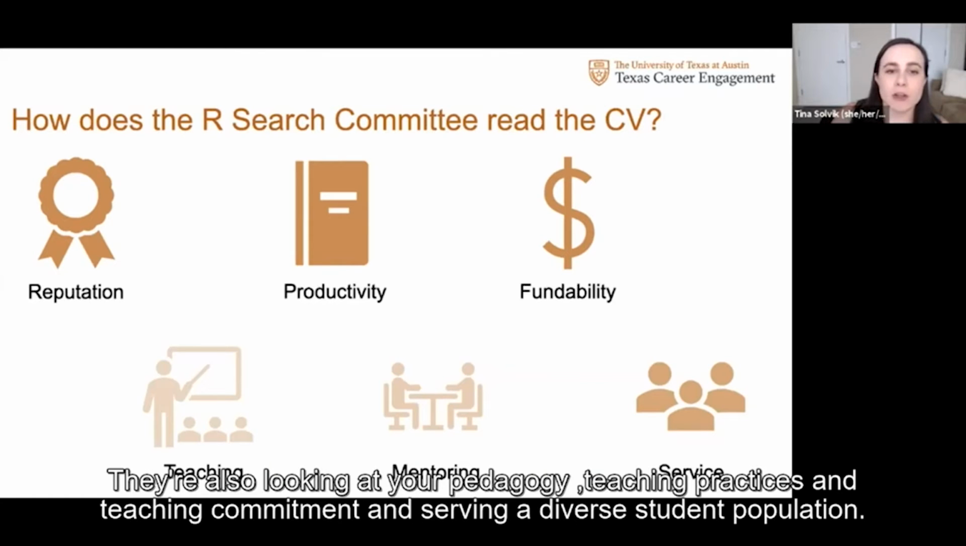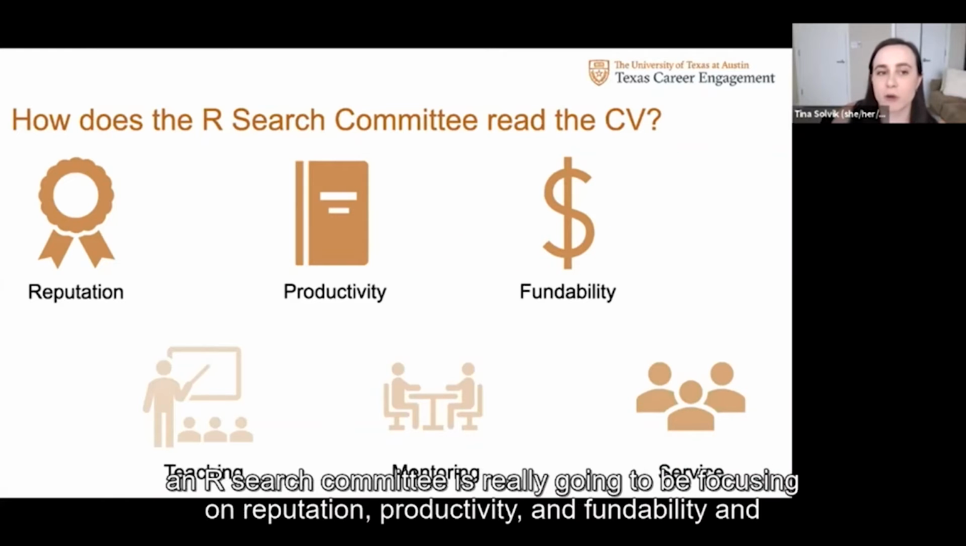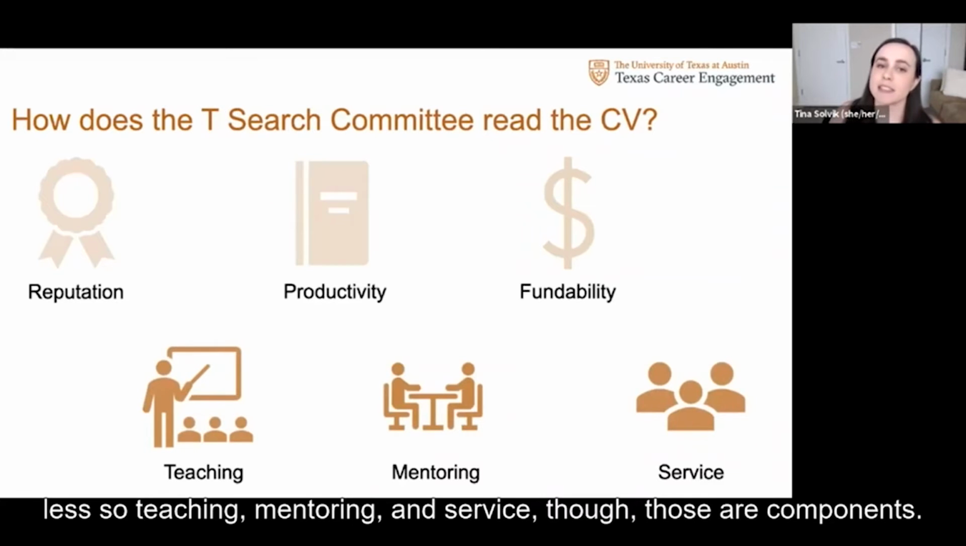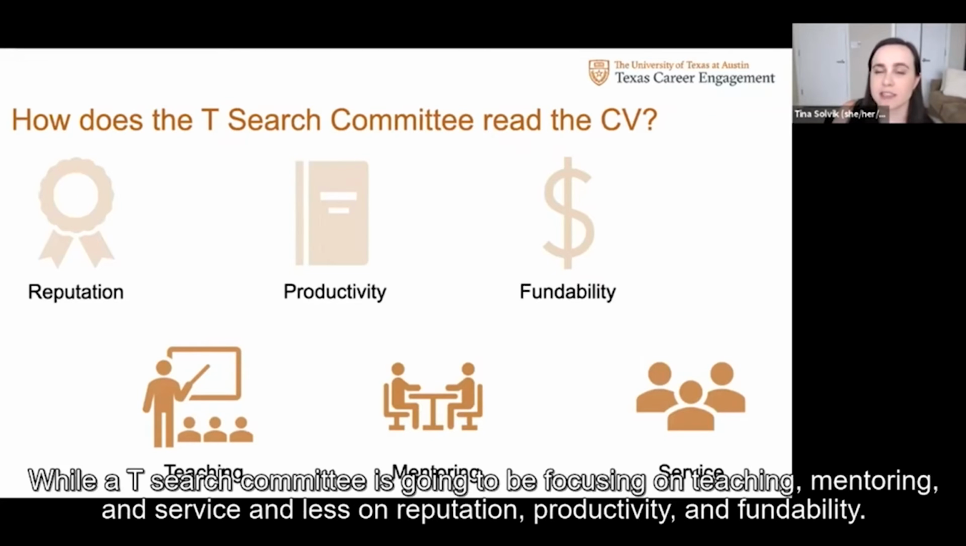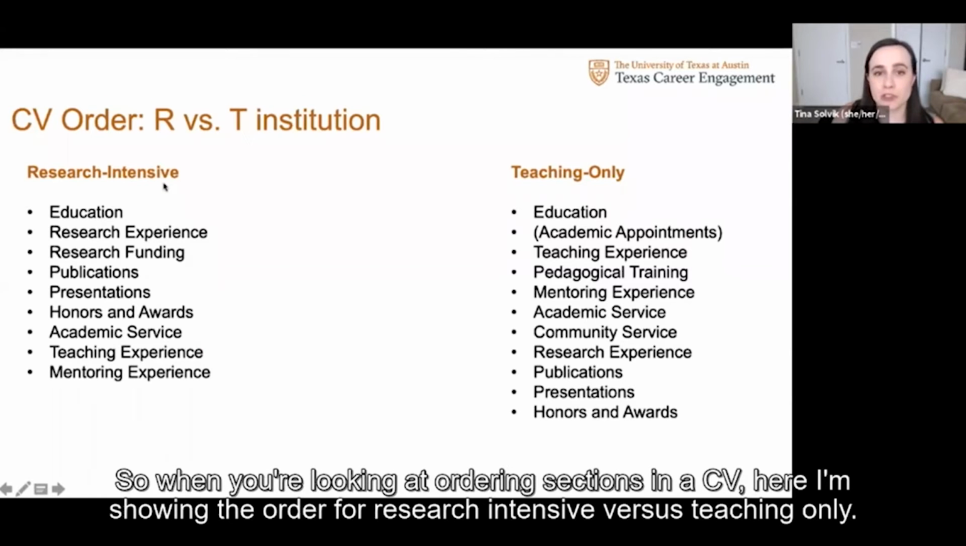So if you remember the qualifications that reviewers, the search committee, are looking at for different CVs, our R-search committee is really going to be focusing on reputation, productivity, and fundability, and less so teaching, mentoring, and service, though those are components. While a T-search committee is going to be focusing on teaching, mentoring, and service, and less on reputation, productivity, and fundability.